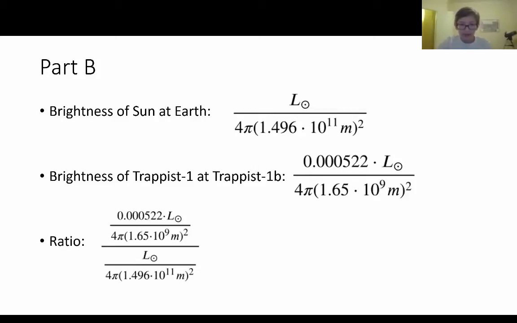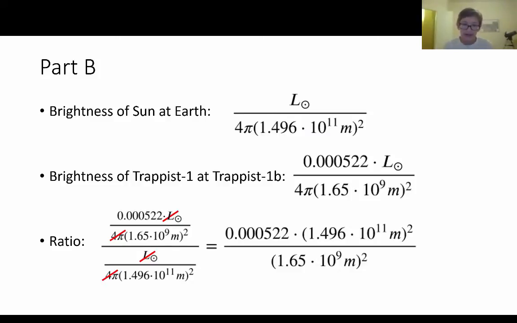And so then we can establish a ratio, and we divide the brightness of TRAPPIST-1 at TRAPPIST-1b by the brightness of the Sun at Earth, because we want how many times the brightness of Earth the brightness of TRAPPIST-1b will have. So first we can cancel the luminosities of the Sun, and then we can cancel the 4 pi's, and what we're left with is the multiplier of the brightness of TRAPPIST times the distance from Earth to the Sun squared divided by the distance from TRAPPIST-1b to TRAPPIST-1 squared.